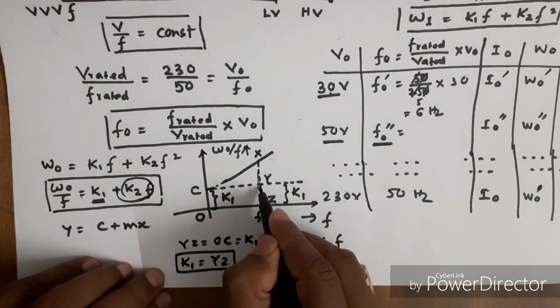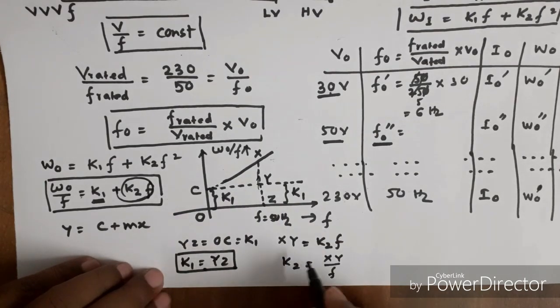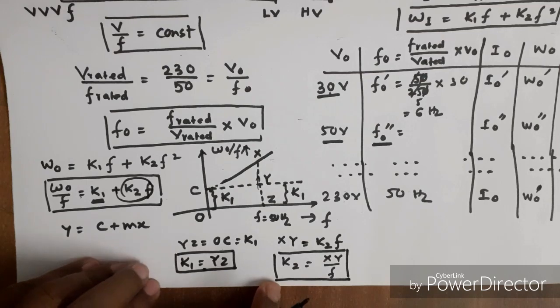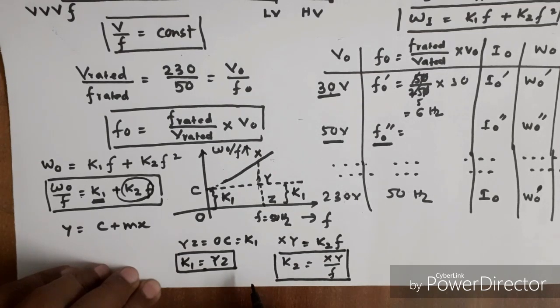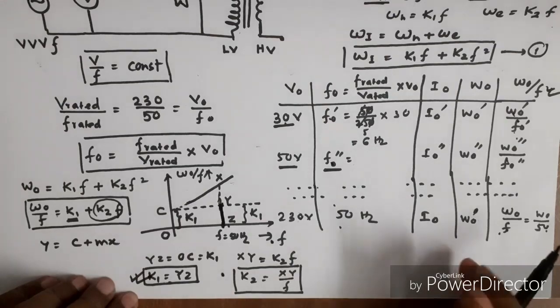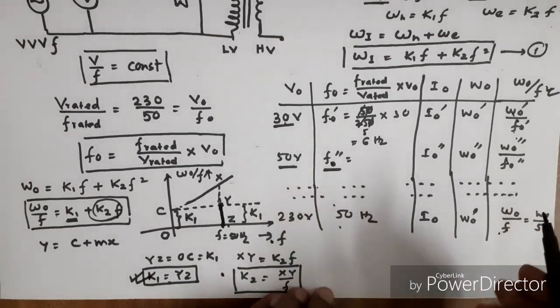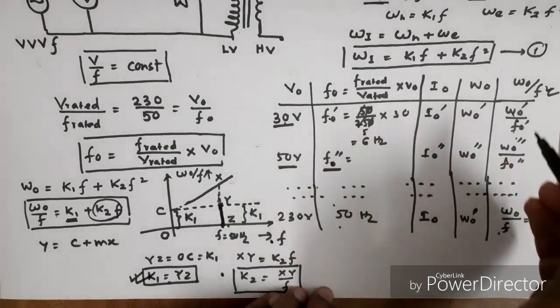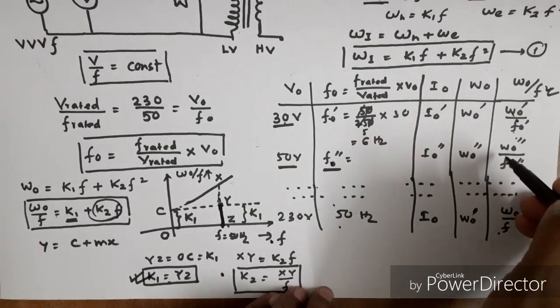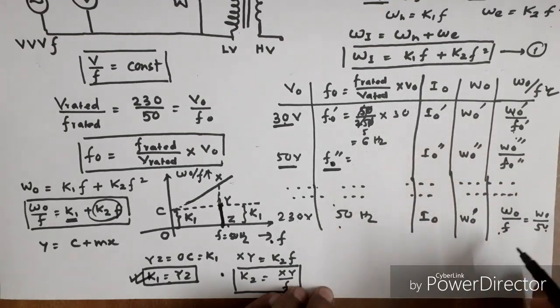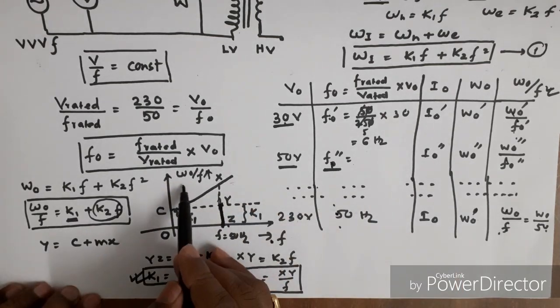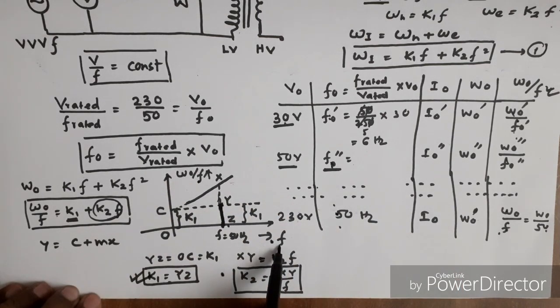I first find out K1, then from this relation K2 equal to XY by F, I find out K2. That means, for your better understanding, I am again repeating this portion. Once the chart is completed, for different values of W0 by F versus frequency, I plot the graph W0 by F versus frequency.